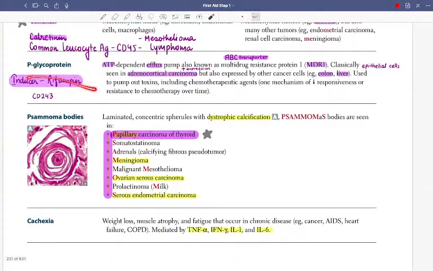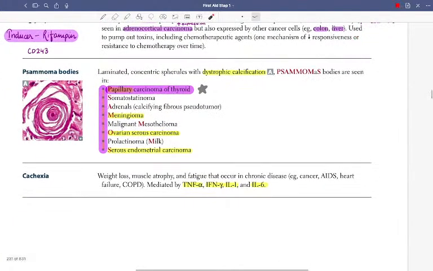This is general pharma stuff. The inducer is rifampin. CD243. So rifampin is the inducer. It is an ATP dependent efflux pump, multi-drug resistant protein 1, ABC transporter. Classically seen in adrenocortical carcinoma, colon or liver, used to pump out the chemotherapeutic agents.